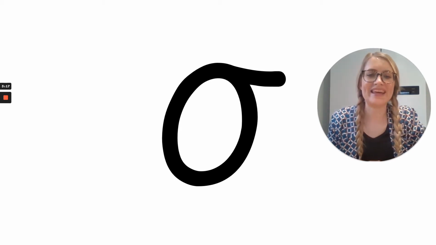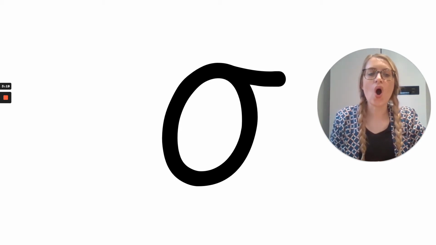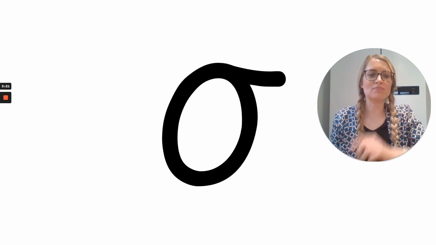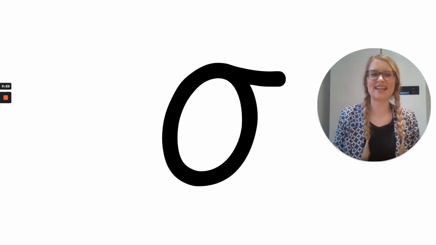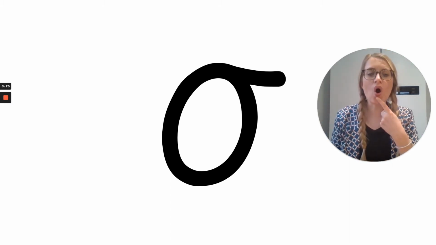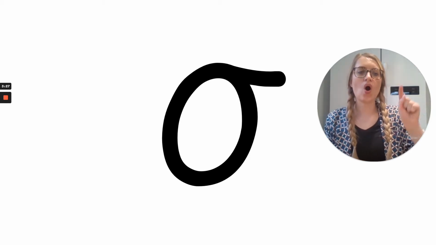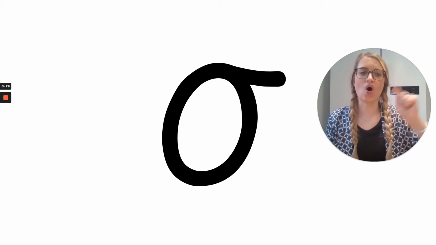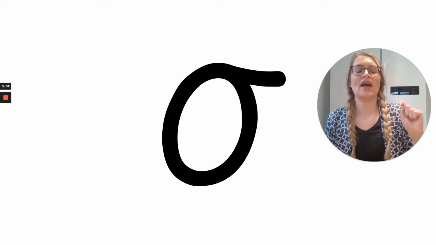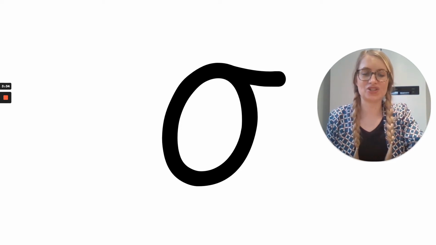The phoneme is O. You can remember because your mouth makes the same shape as the letter O. We can say O, O, O, O, O, as if we're turning on and off a switch.